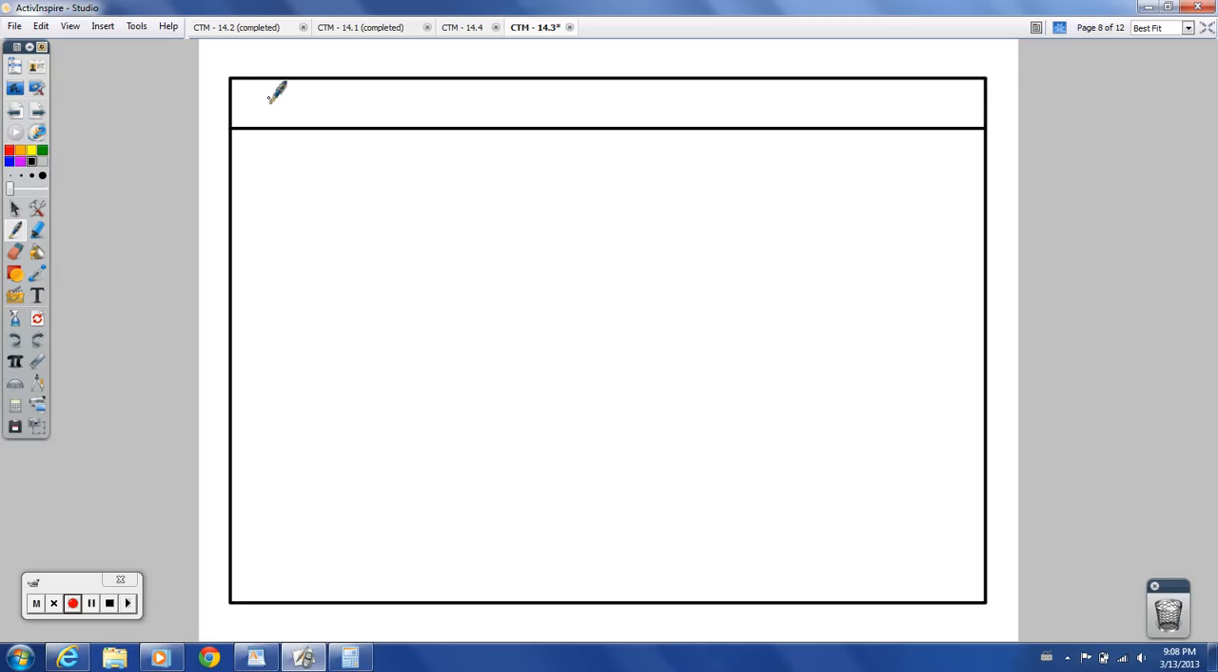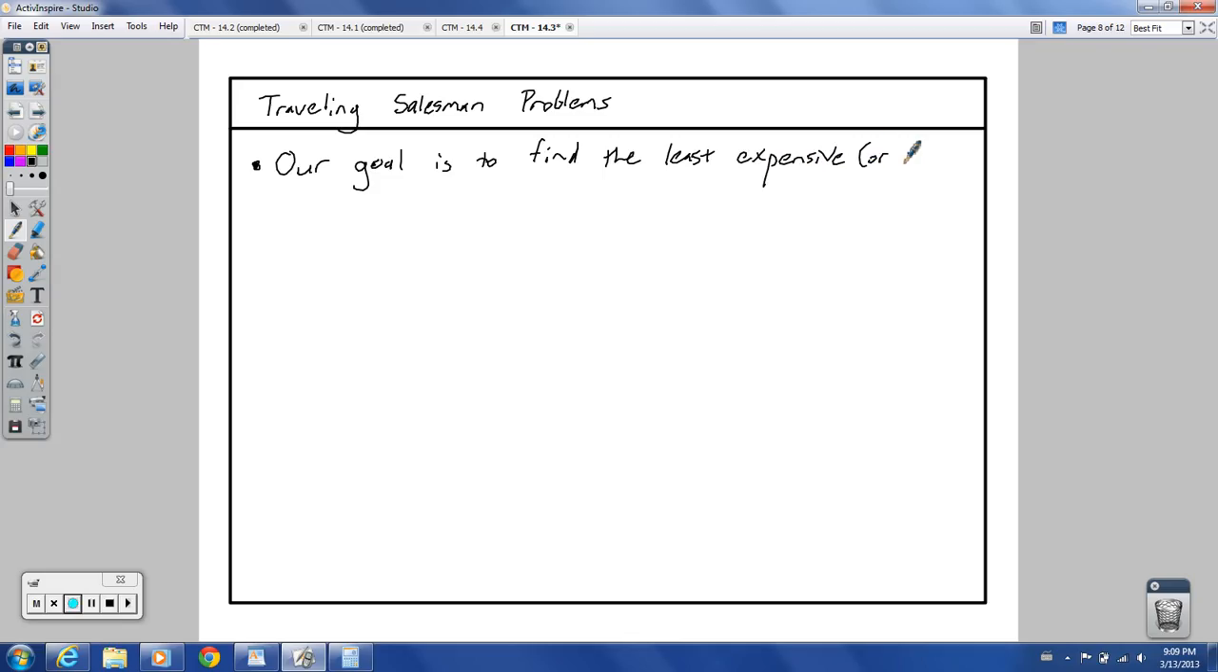Okay, so next up, though, let's talk about the traveling salesman problems. And what we're really trying to do here with these problems, I'm going to break this down into 3 different points here. Our goal is to find the least expensive, or sometimes we're looking for the shortest, way to travel between destinations.